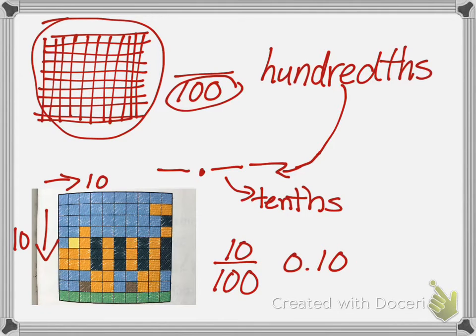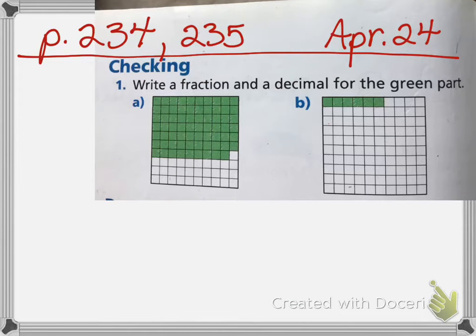So say it with me, 0.10. Okay, and both these things represent the amount of green in the picture. So far you didn't have to write any of that down. If you did, that's okay. All right, on your paper, write down page 234, 235, and the date. Pause until you're ready.